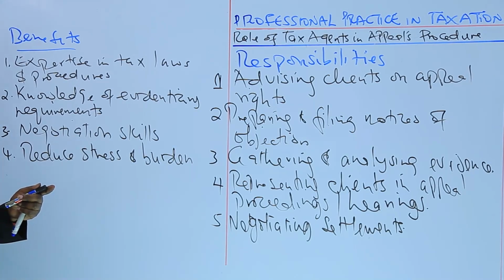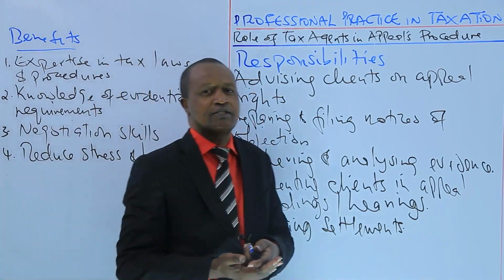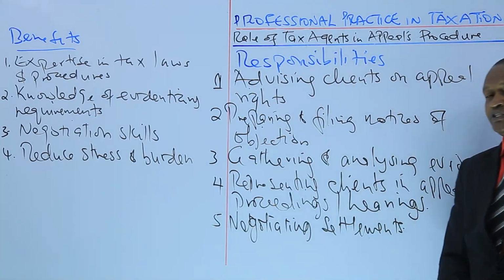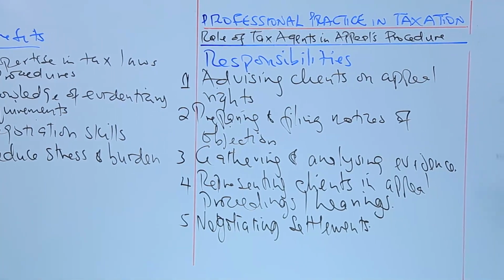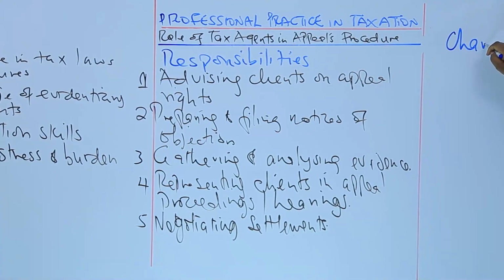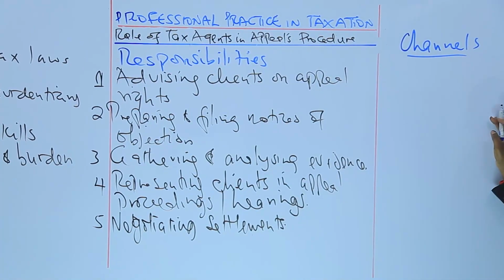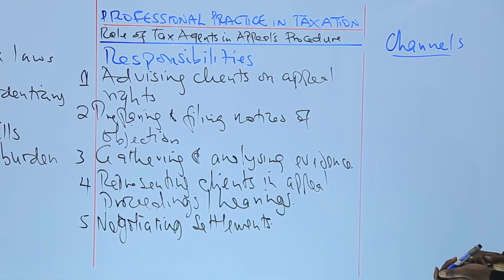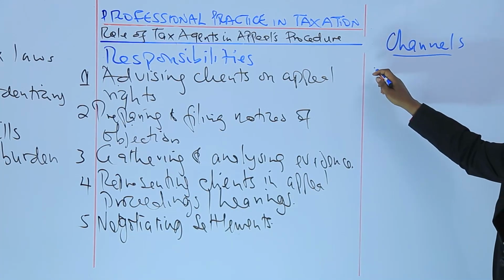And candidates, the taxpayers seeking representation in appeals can find tax agents through various channels. All right? Channels. What are some of the channels? In case you may need a tax agent, where do you get one? One source is the KRA Tax Agent Directory.